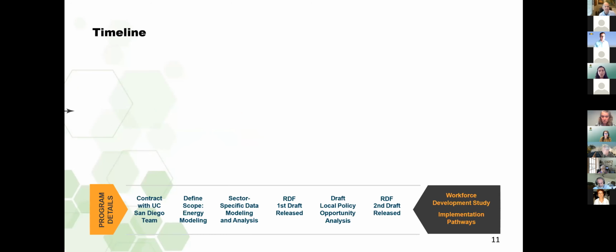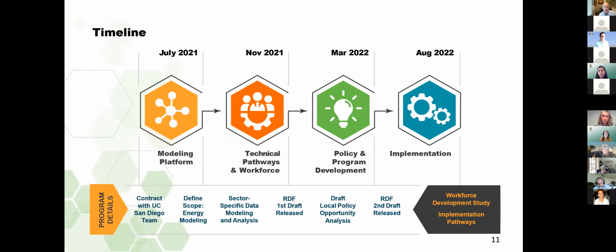Here's our timeline. We are currently in the policy and program development phase, and there is an open comment period for the technical and workforce reports that is open through May 31st. From now through August, we will continue to work on the workforce development study and the implementation pathways. Finally, we intend to present the integrated regional decarbonization framework with all three of the components I described earlier to the board for approval. The final fully integrated framework is intended to help policymakers identify opportunities for collaboration across sectors and jurisdictional boundaries.